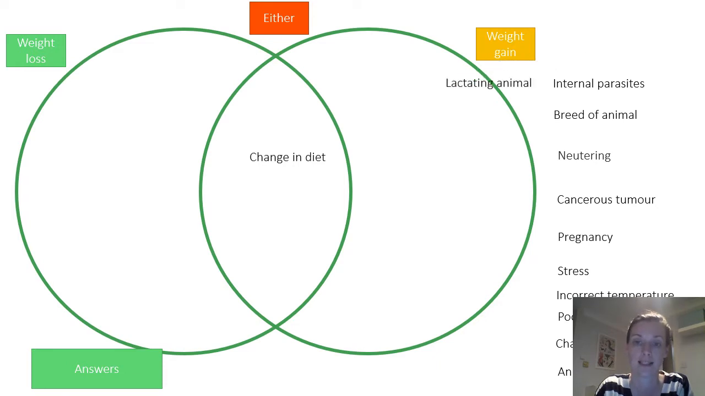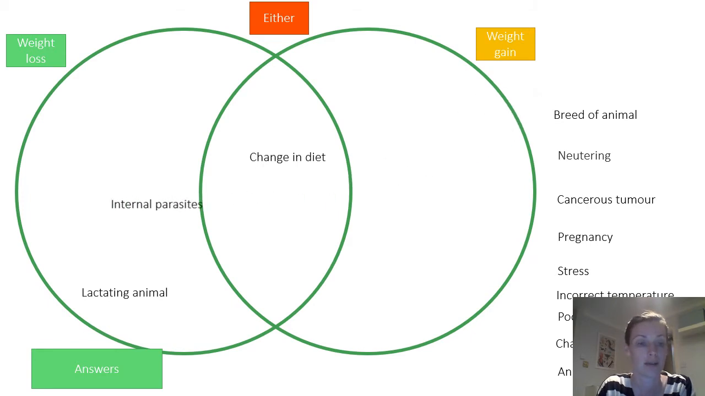A lactating animal in general will lose weight, and animals tend to store fats ready for when they give birth, so that when they're making the milk, they can use that energy store in case they can't find it in their diets.